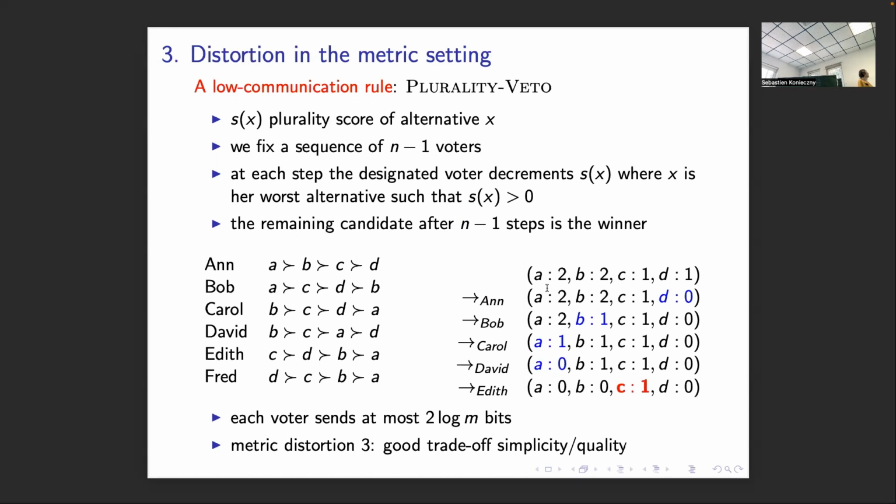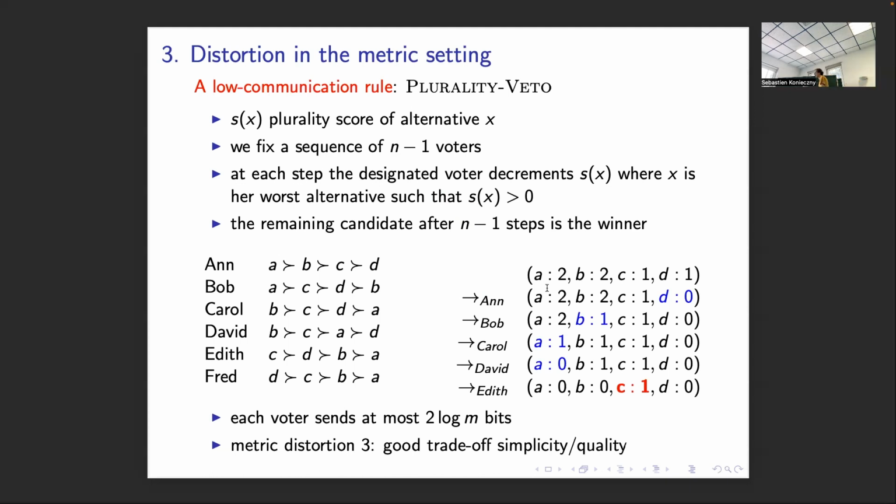Bob comes and Bob's worst alternative is B. B has a positive plurality score, so Bob subtracts 1. Now B has only 1. Then Carol comes. Carol doesn't like A. A now has 1. Then David comes. David doesn't like D, but D is already eliminated. So David says that he doesn't like A, and A, now at 0, is eliminated. Edith comes. Edith doesn't like A, but A is already eliminated. Edith doesn't like B, and now she eliminates B, and C is the winner.